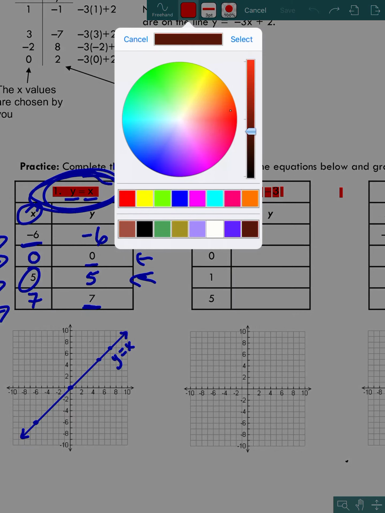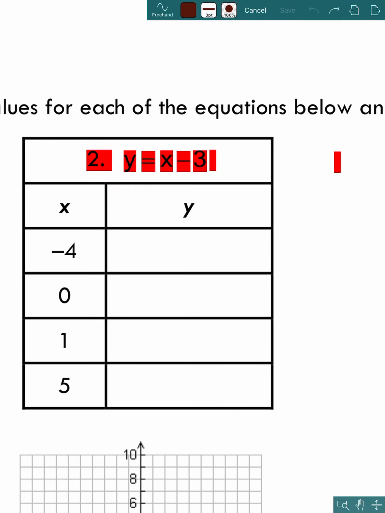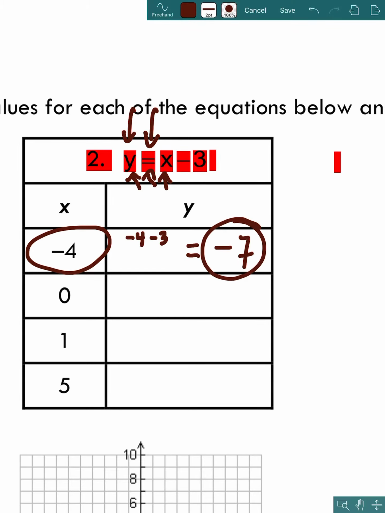All right, so I'm going to move on to the next example here. Example 2 says y equals x minus 3. So y is whatever x was, minus 3. So let's fill in our chart. If we want to find out the y value when x is -4, well, we've got up here y is -4 minus 3. So the y value is going to be -7.